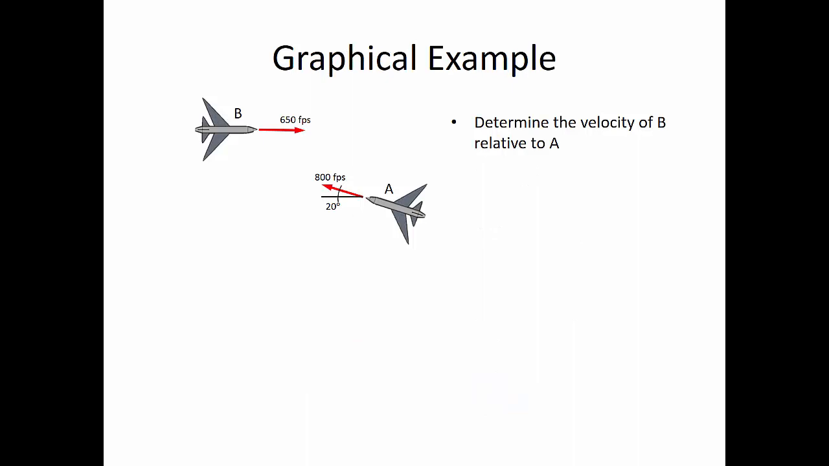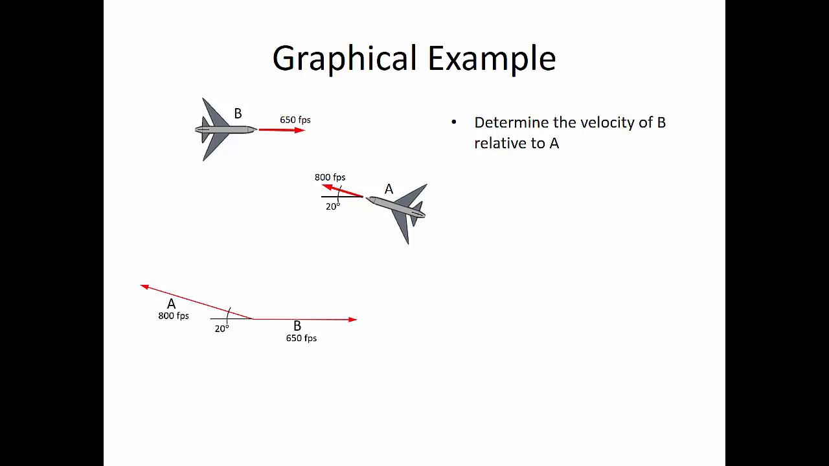Let's look at this same example, but solve it graphically. In this case, we'll draw vector A, and we're going to exaggerate it a little bit and draw it a little bit longer. Vector A was 800 feet per second at an angle of 20 degrees. From the tail of vector A, we're going to draw vector B. Vector B is 650 feet per second, and it's all in the i direction. Now we need to complete our triangle.